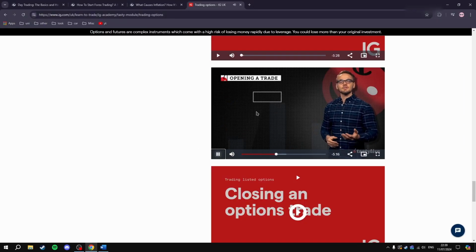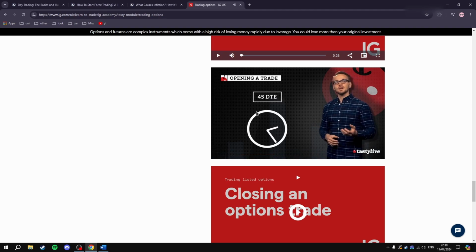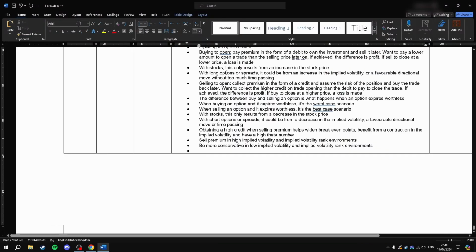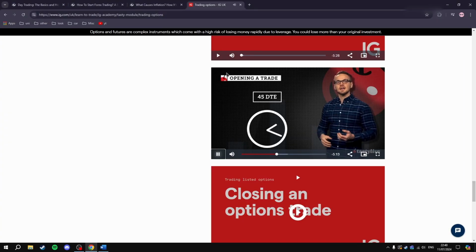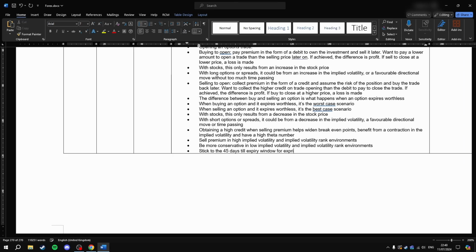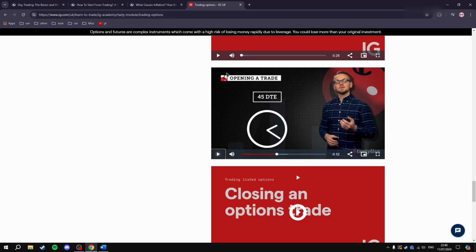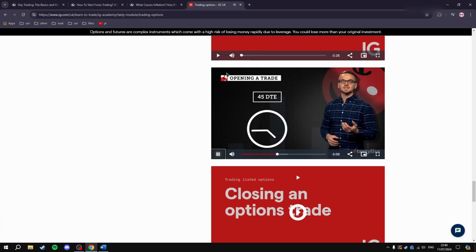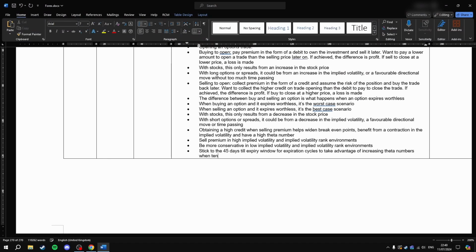Regardless of the environment, we stick to the 45 days till expiration window for expiration cycles because we want to take advantage of increasing theta numbers that tend to accelerate around that time.